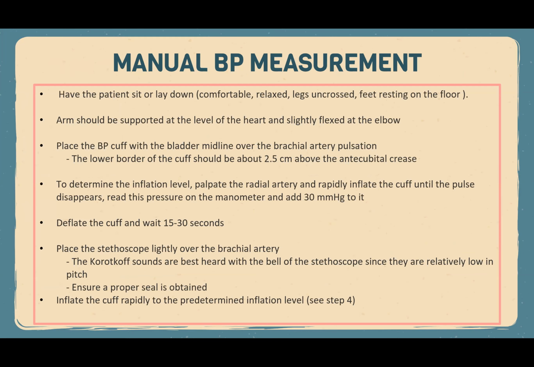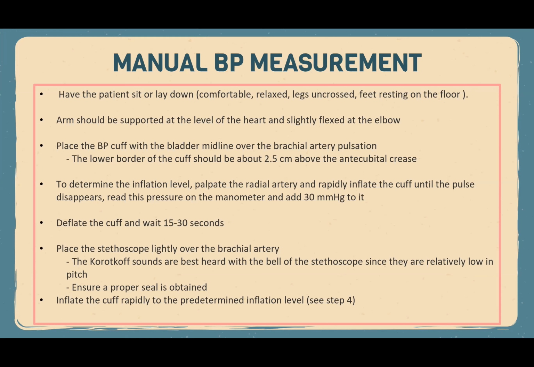So this is the procedure for manual blood pressure measurement. First of all, we need to have the patient in a seated position or lying down. Basically, the patient needs to be comfortable and relaxed. The legs must be uncrossed and the feet resting on the floor. And the arm should be supported at the level of the heart, like I said before, and slightly flexed at the elbow. So we need to place the blood pressure cuff with the bladder midline over the brachial artery pulsation.